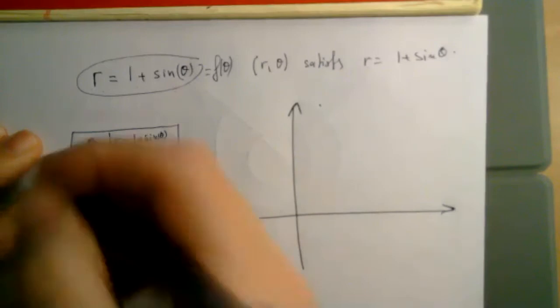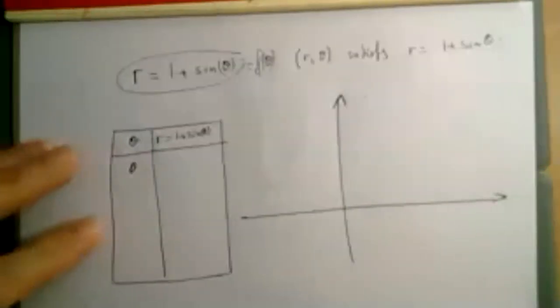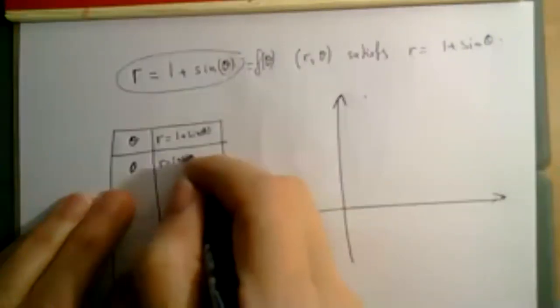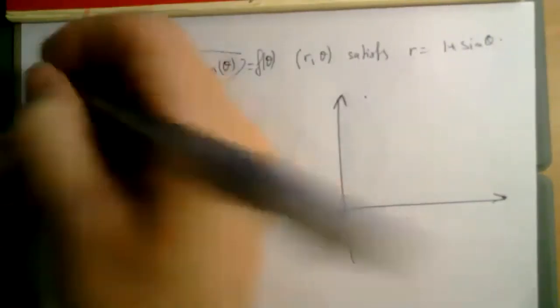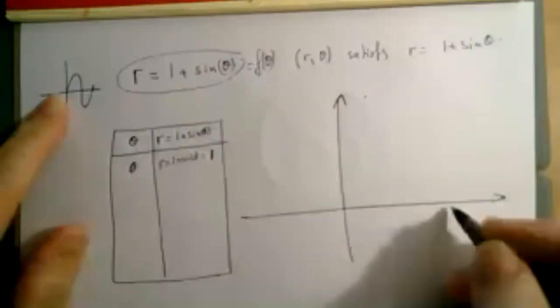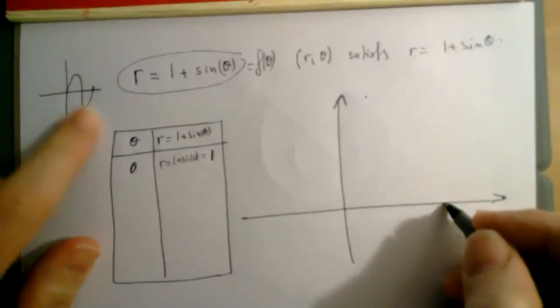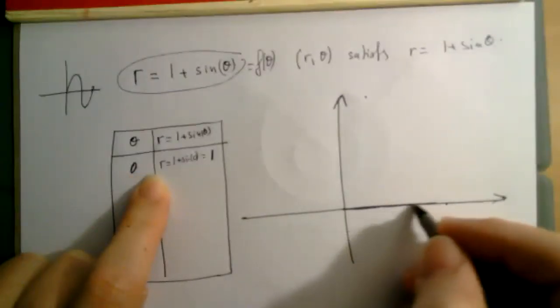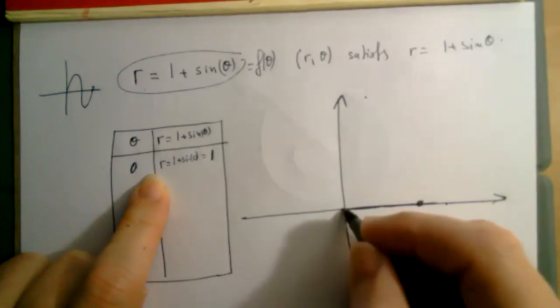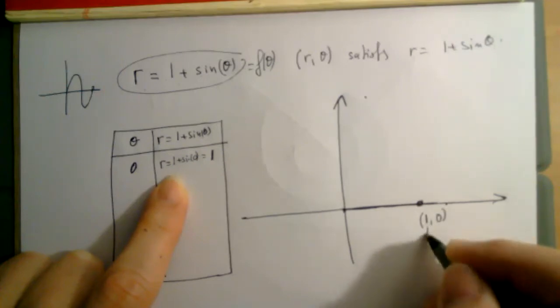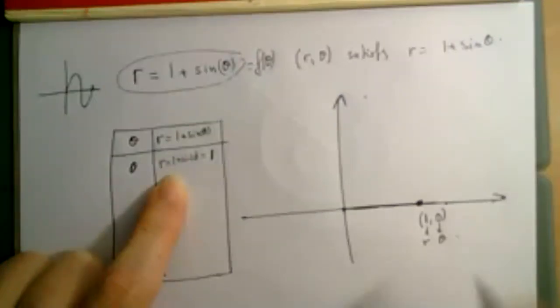So I'll take theta to be 0, and my r will be 1 plus sine of 0. Now I'll graph the sine in front of us right here. Sine of 0 is 0, so r is 1. The points here are polar coordinates. If theta is 0, I am right here. My r is 1, it means I am 1 unit away from here. So this is the point (1, 0). That's the r, and that's the theta.